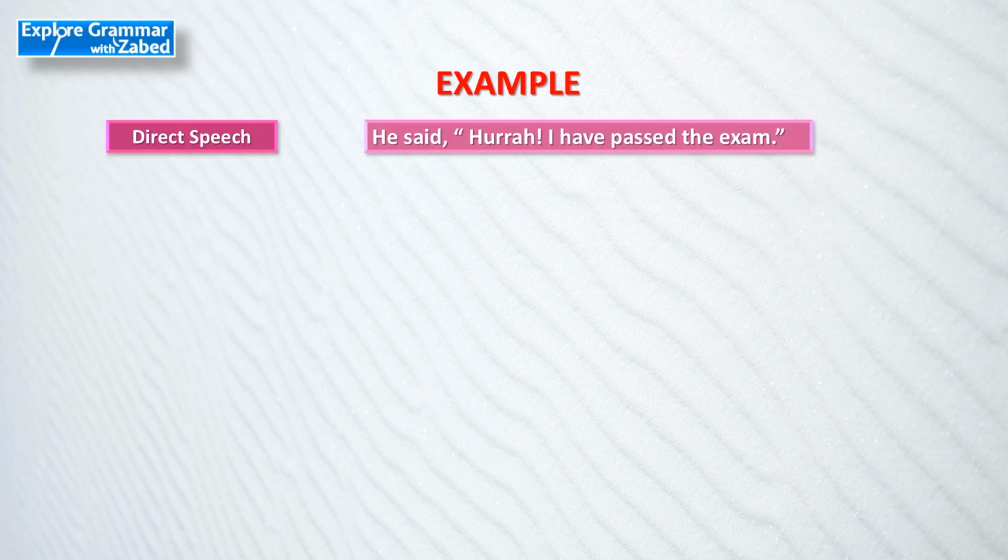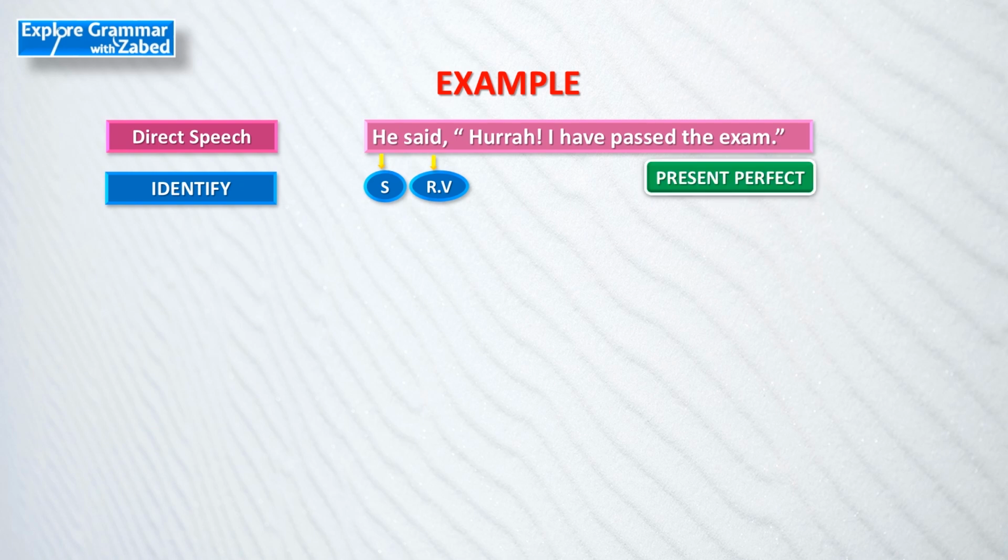Let's understand the application of the 7 steps formula with an example. He said, "Hooray, I have passed the exam." Step 1 is to identify. Here, he is the subject, said is the reporting verb, and the pronoun is I. The reported speech is in present perfect tense, and hooray is an exclamatory word.